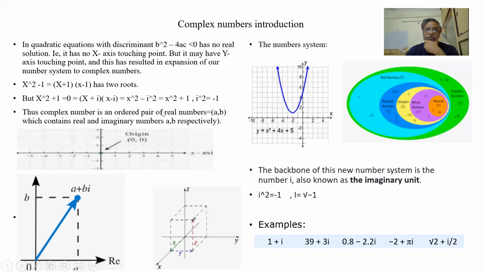Okay, so we understood the purpose of complex numbers. A plus Bi is an ordered pair of real numbers. B belongs to the imaginary axis, A belongs to the x-axis, the real axis. So this is the real part, and this is the imaginary part.